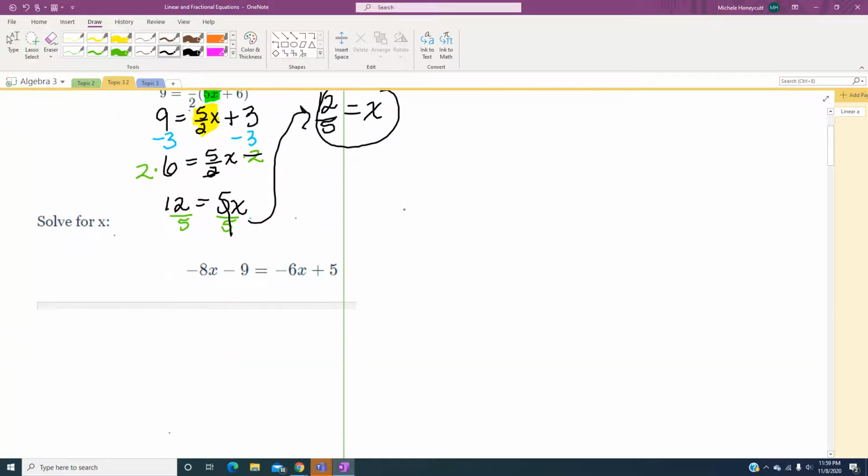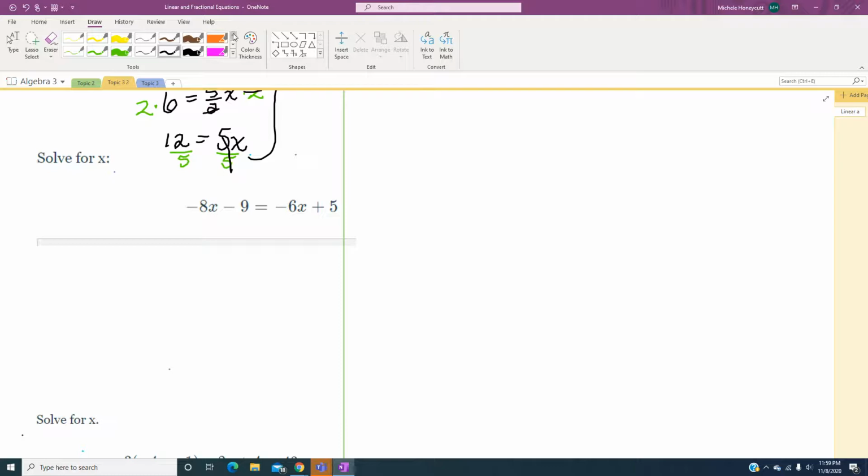The second type, grab my highlighter here so I can see my x's. I'm trying to isolate my variable. I have a negative 8x here and a negative 6x on the left side. And notice that my x's are on opposite sides of the equal sign. So here's the equal sign. I have an x on the left and an x on the right. And I want to get all my x's on one side. So I'm going to pick this 6 that I want to move to the left. You can move the negative 8, but I prefer to have my x's on the left side.